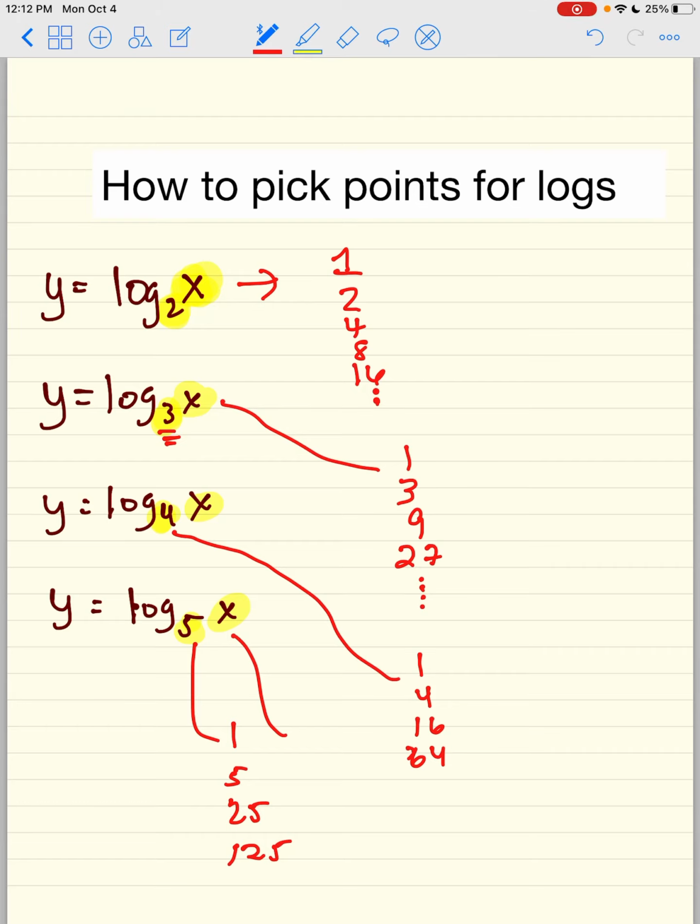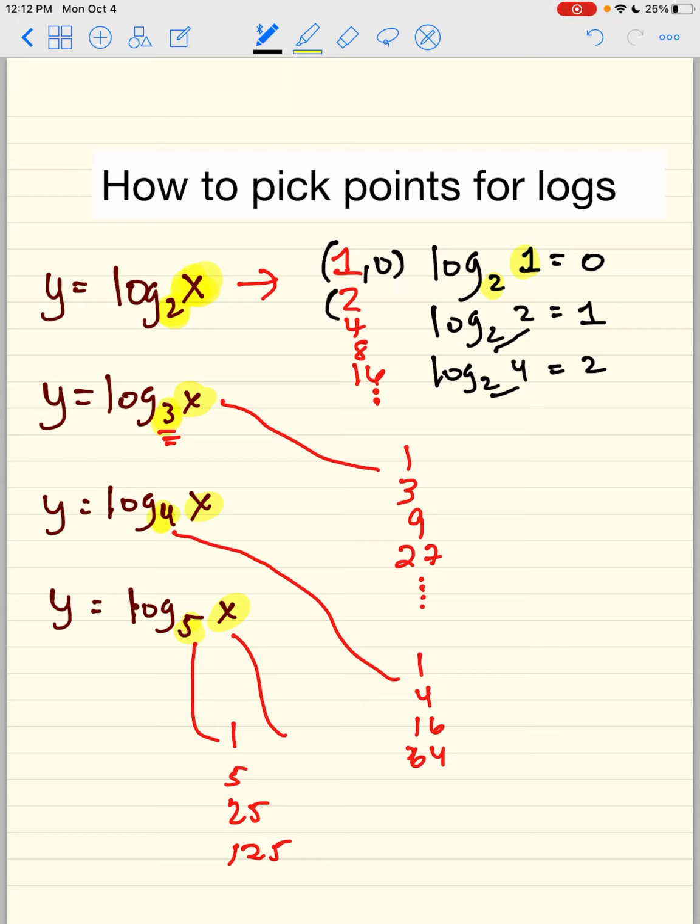The reason why we pick those points is because we don't need a calculator to figure it out. Here, log base 2 of 1, well, anytime, I don't care what the base is, when you have a 1 here, your answer is 0. Log base 2 of 2, 2 to what power makes 2? 1. Log base 2 of 4, 2 to what power makes 4? 2. And now you have points. All right, so 1, 0 is a point, 2, 1 is a point, 4, 2 is a point, and so on.